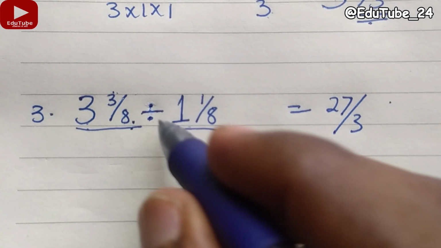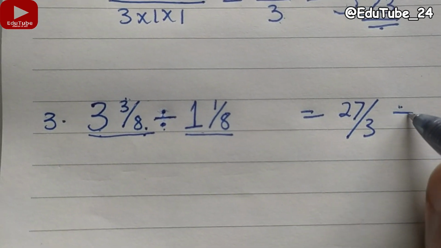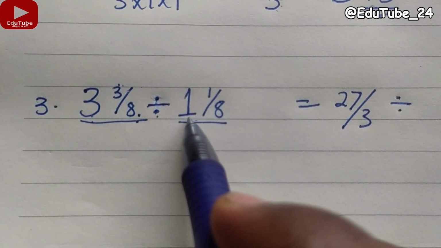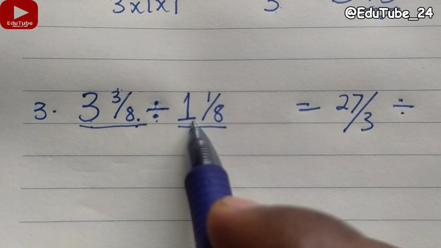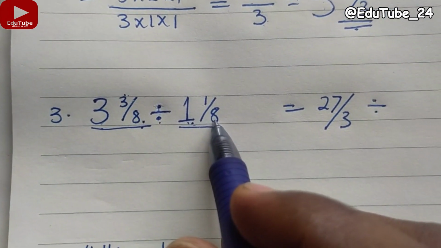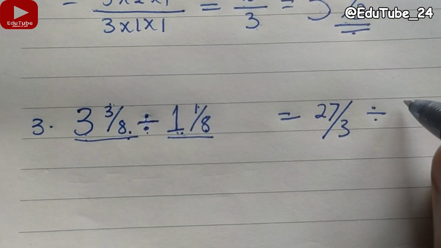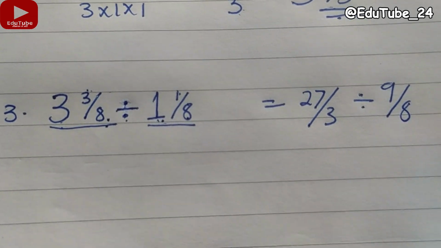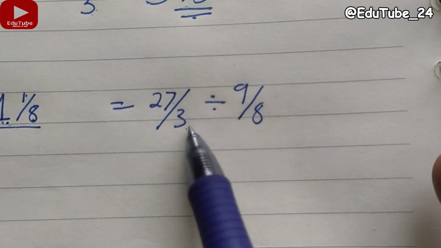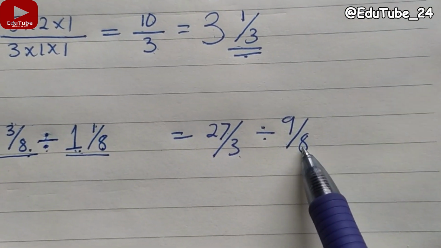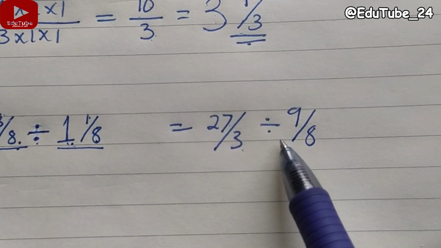Then this divide, I'll still put the divide. Okay, so then I will convert this also to improper fraction. 1 times 8, that gives me 8. 8 plus 1, that gives me 9. So I'll write 9 out of 8. So now I have 27 out of 8 divided by 9 out of 8. But can I divide this number now, or like this?